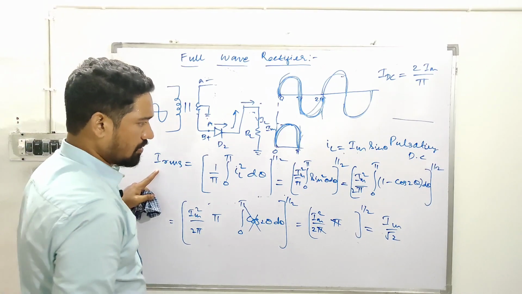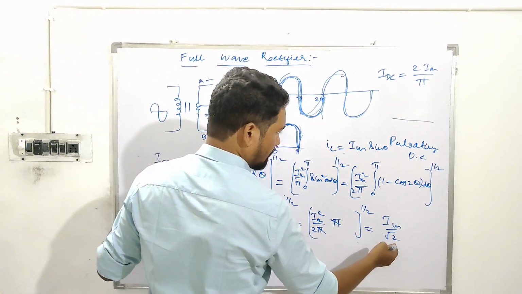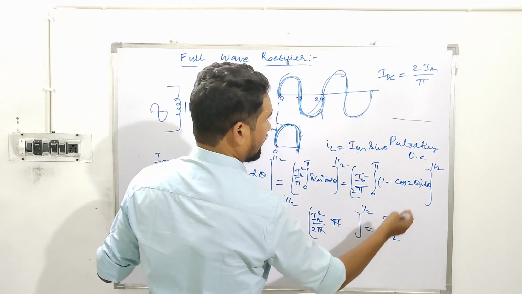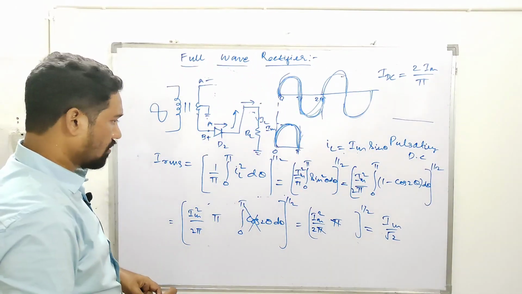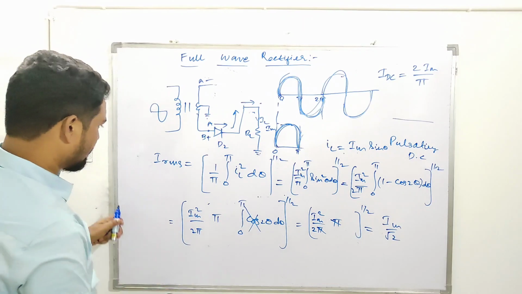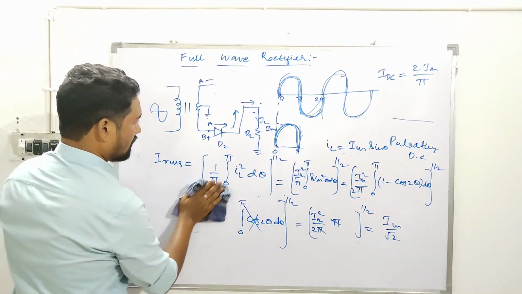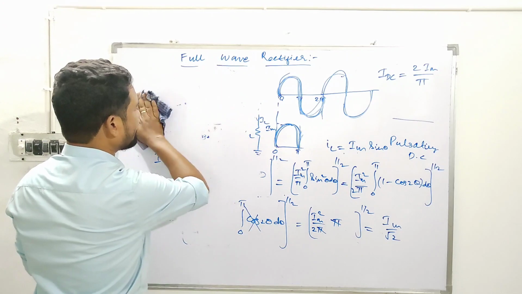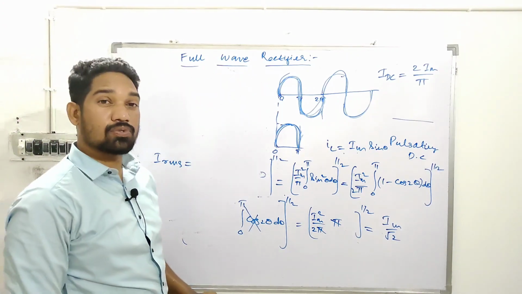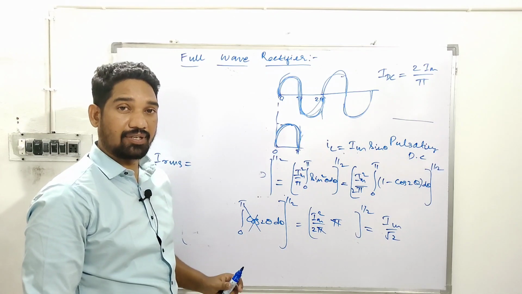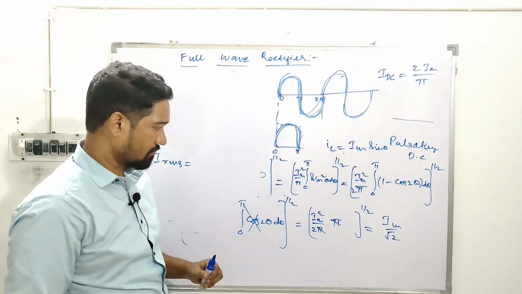It's 1 by root 2 times Im, and the average is 2Im by pi. Alright guys, so this is the proof. Not only this one, there is something else to be found out. Listen, that statement will be used further when the analysis comes to that of filters.